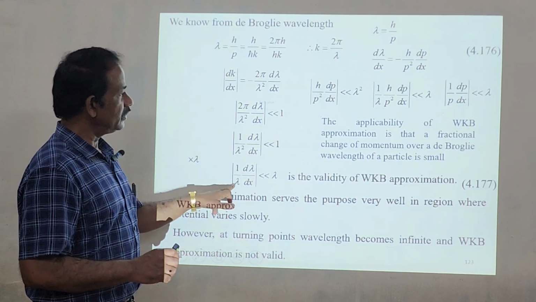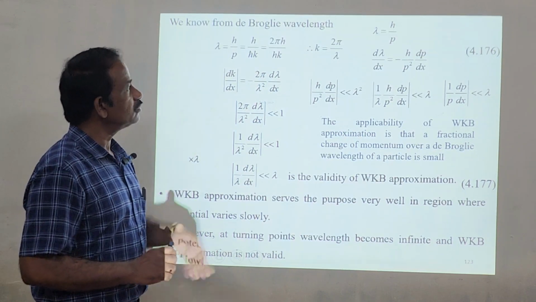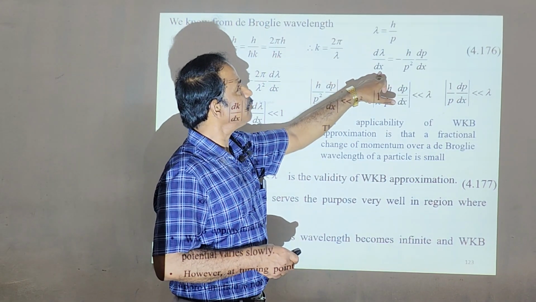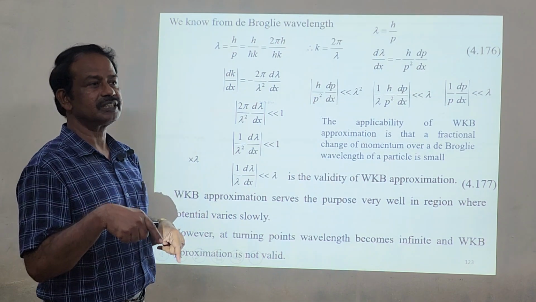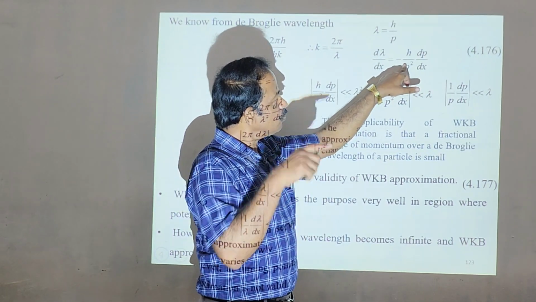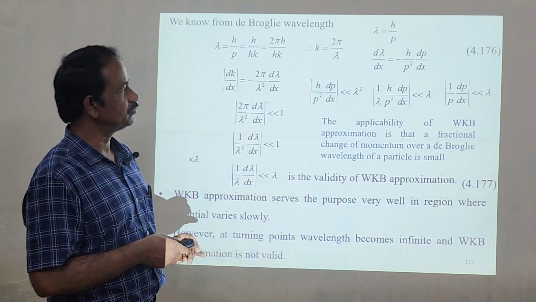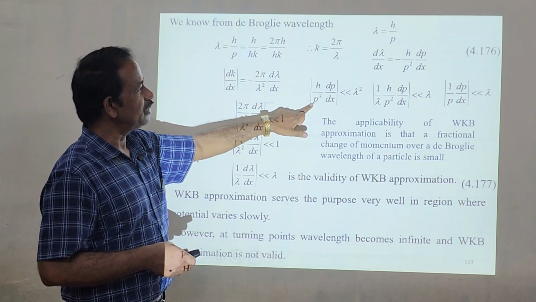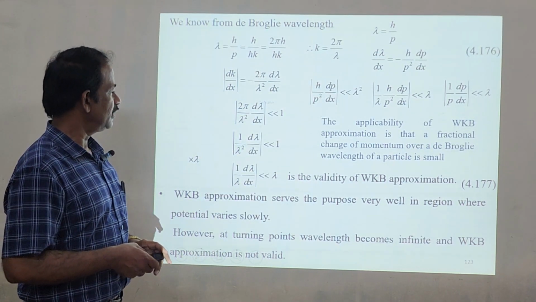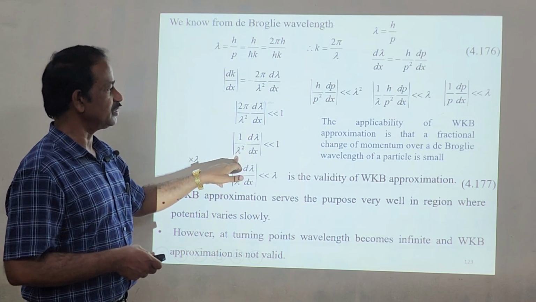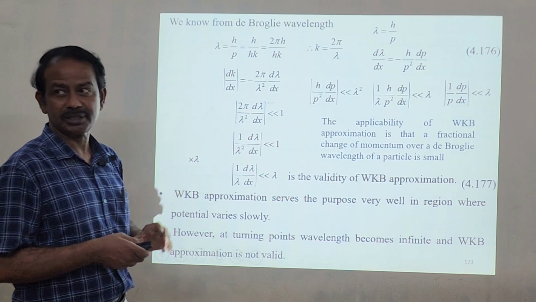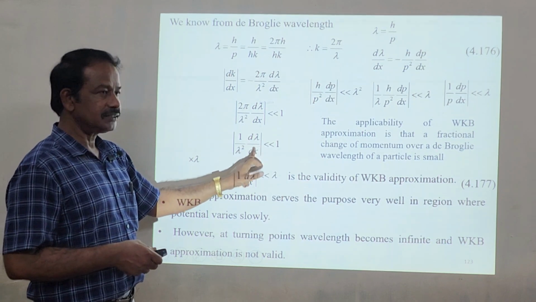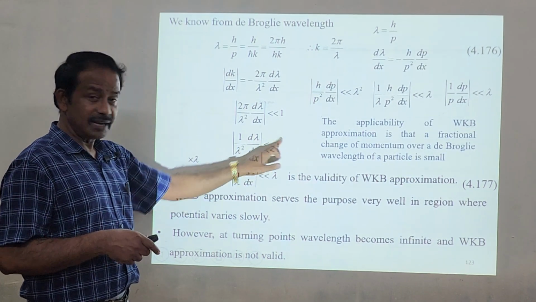Then another idea is that in terms of momentum also we can say it. We know that lambda equals h by p; differentiate with respect to x. So d lambda by dx equals, again, h times 1 by p differentiated with respect to x, which gives you 1 by p squared dp by dx. Of course h is constant. So you can write this exactly like this: d lambda by dx equals minus h divided by p squared dp by dx. And d lambda by dx is less than 1, so this can be written as lambda squared.